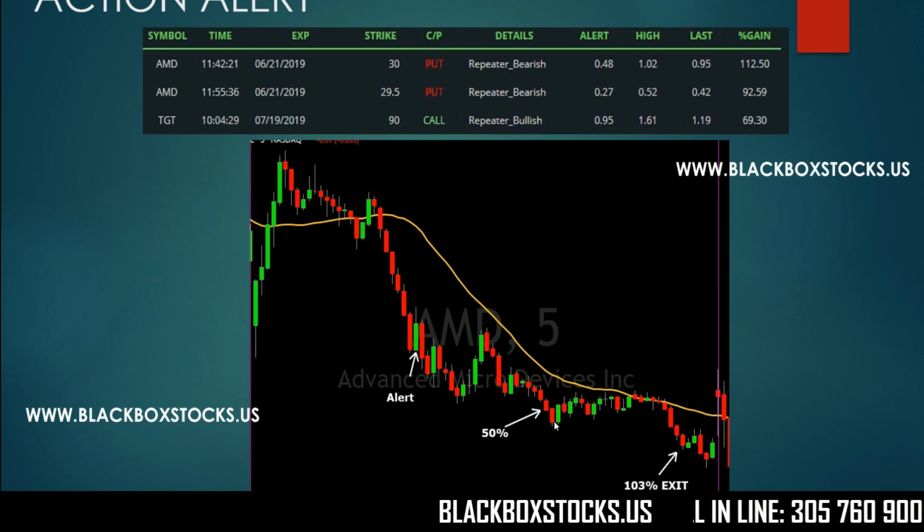And then as you can see, it actually went against us a little bit here, slowly but surely, we ended up getting the breakdown and exiting for 103% gain. Now, you did not get the 103% gain, right? That's not what we got. We actually got 53% on the return because, again, we got in at the 50% entry.